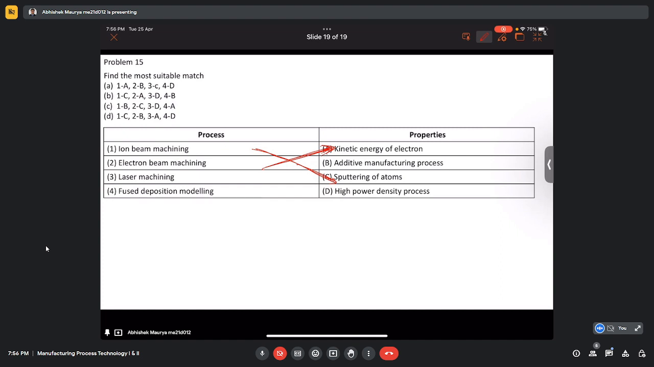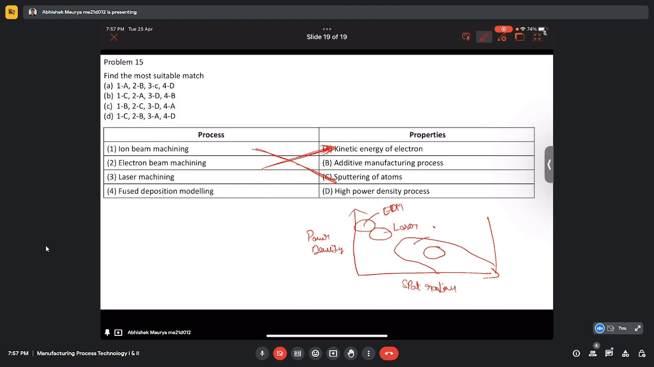Now let's come to laser machining. If you remember, we have shown a curve between the power density, or energy density, and spot radius. Based on this curve, we were getting different zones. At the top, we were having the EDM process, and just after the EDM we were having the laser process, and for electron beam machining we were having a big spectrum. So this was the EBM.